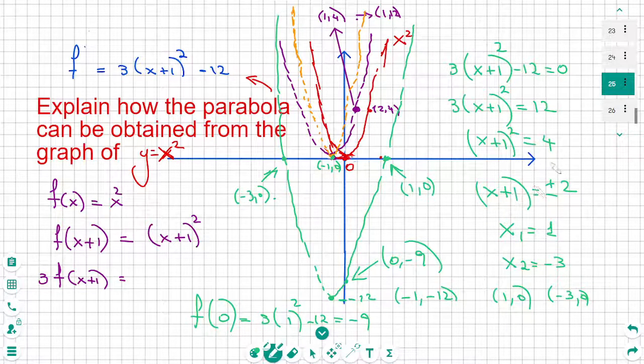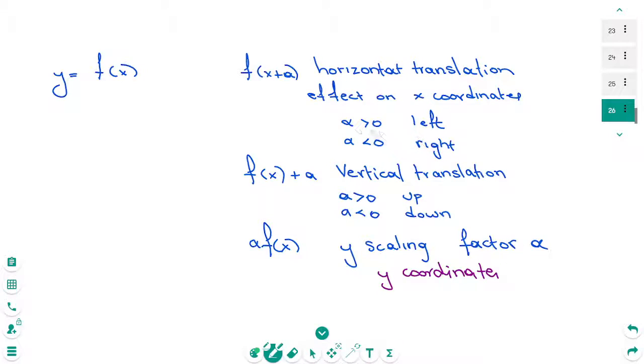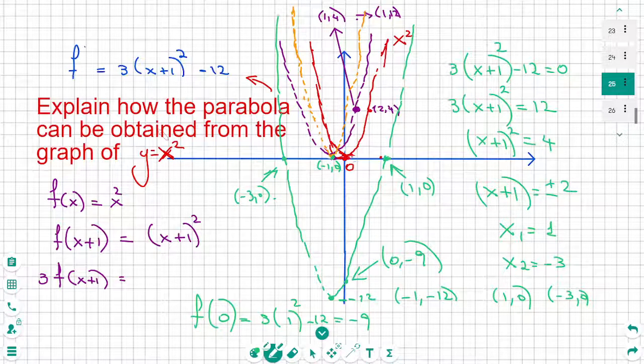And here I use the 3 transformations. One horizontal translation, f(x plus a). The second is the vertical translation, f(x) plus a. The a is outside the function. And lastly, I use a times f(x), and this is a y scaling with a factor of a. This answers this question on graph transformations.